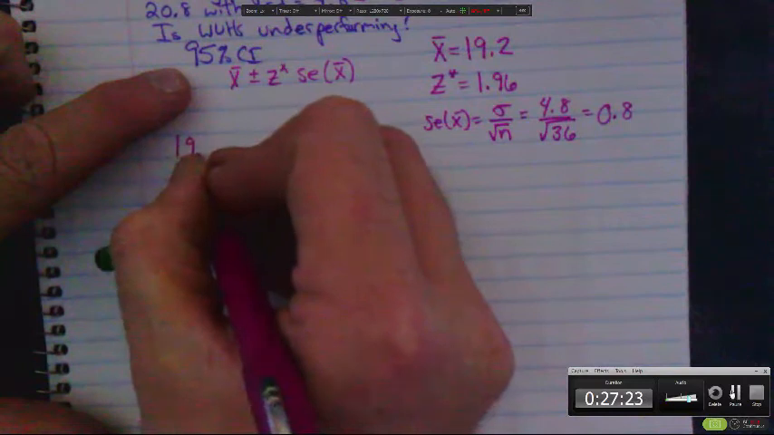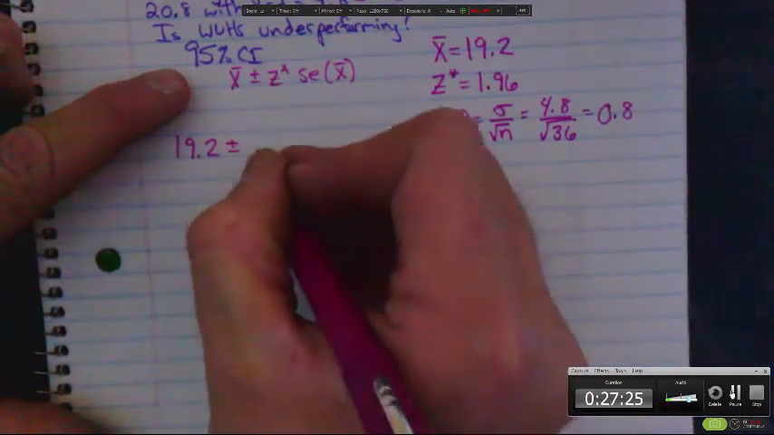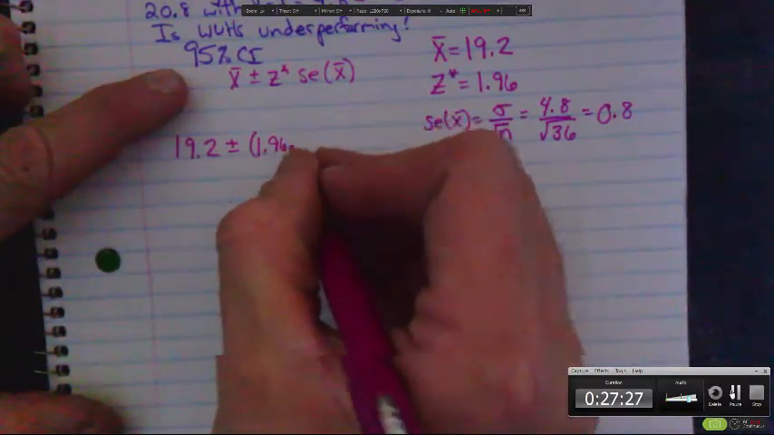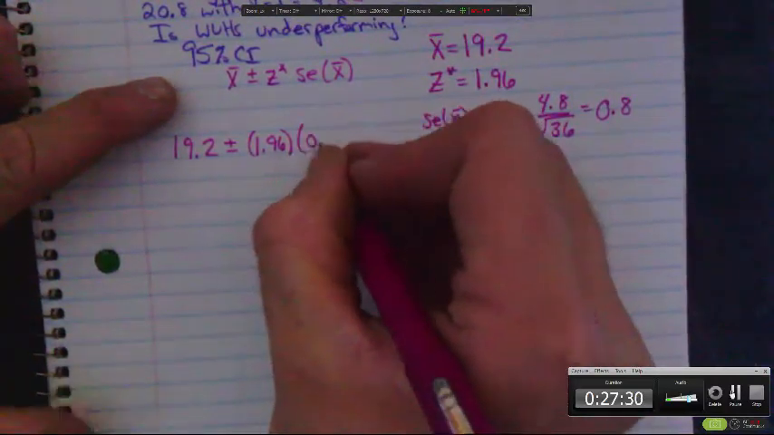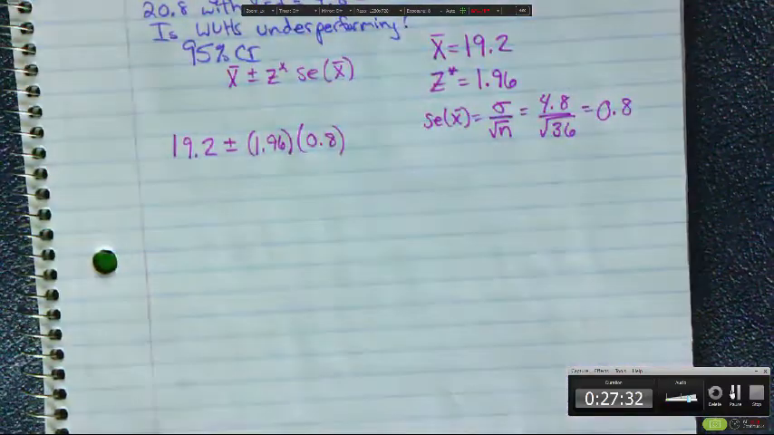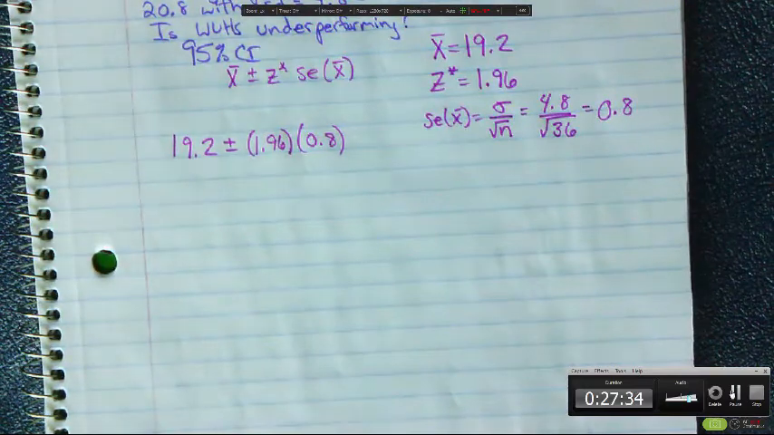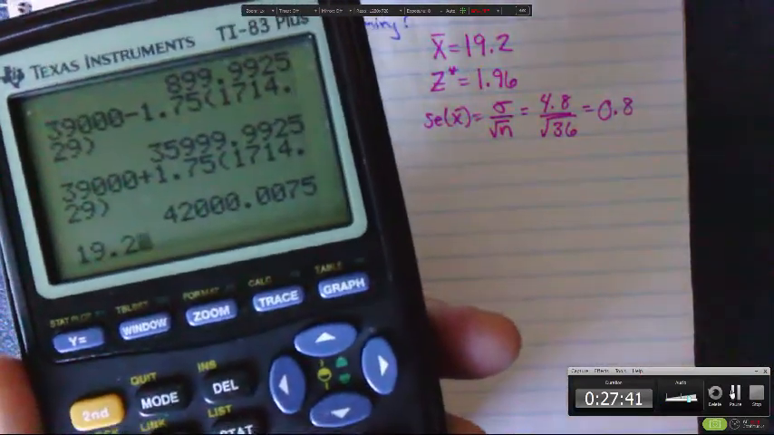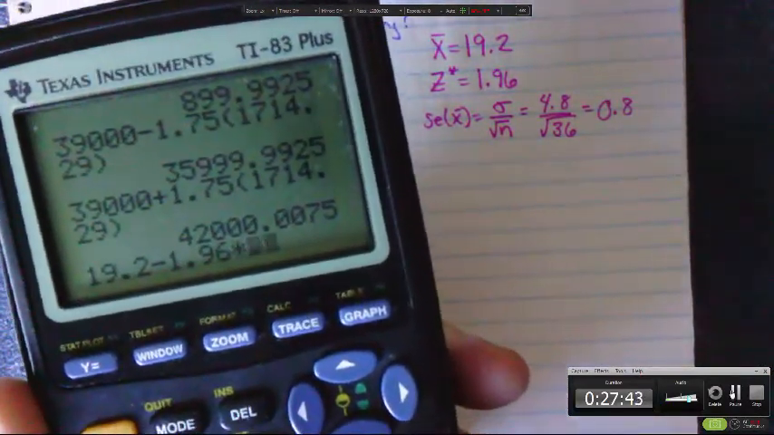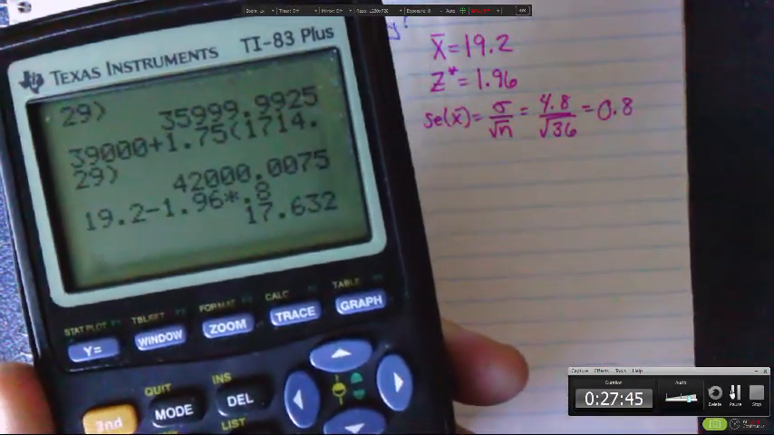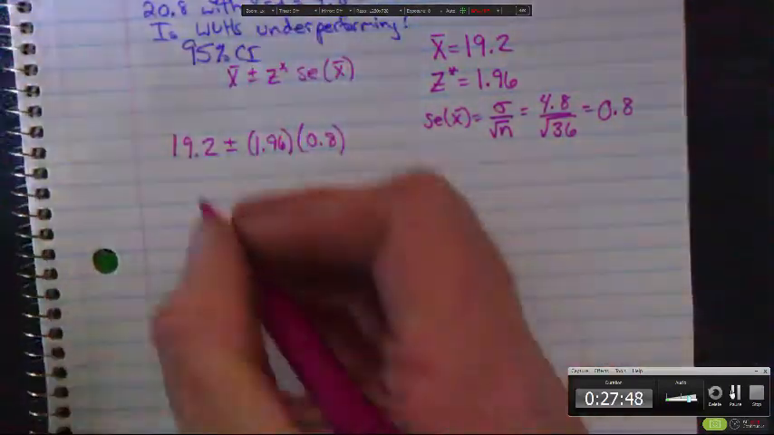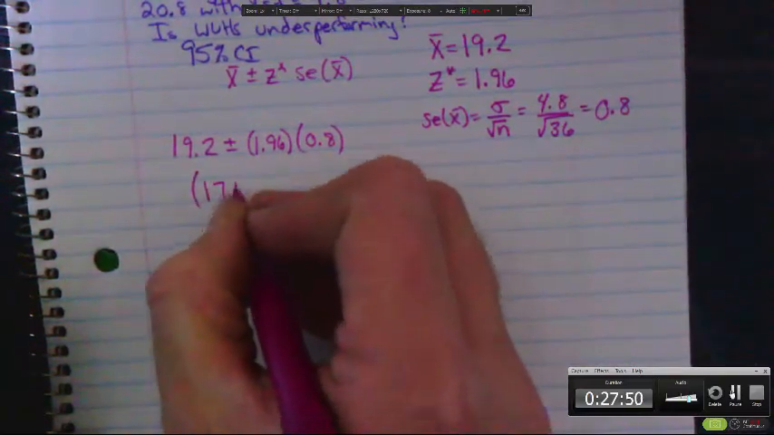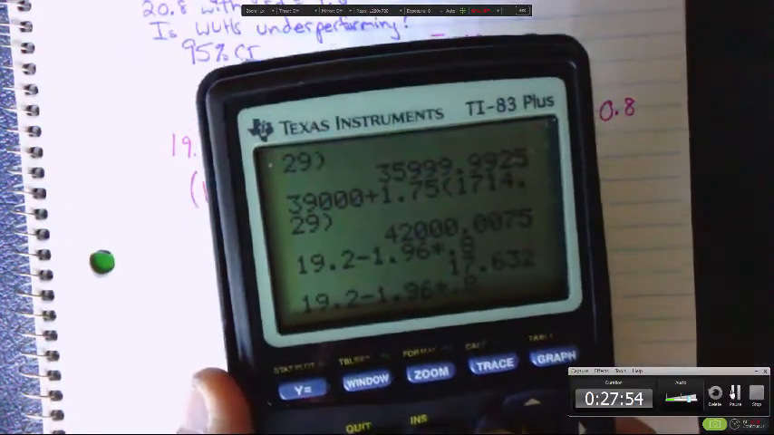It's 19.2 plus or minus z critical, which is 1.96, standard errors, which is 0.8. We're going to type this in: 19.2 minus 1.96 times 0.8. We get 17.632. And then we're going to go to that same expression and change that to an addition sign.